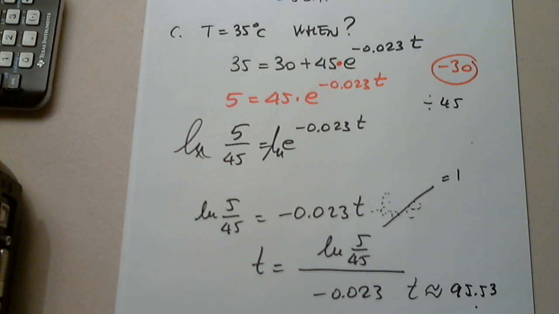When will the coffee's temperature be 35? So we have 35 equals 30. So that was 5. And then 5 over 45. And then negative 0.023 t. And then we applied. Let me see what I did here. So natural log of 5 over 45, that's correct. Divided by negative 0.023, that's correct. Yep, that's what I'm getting.